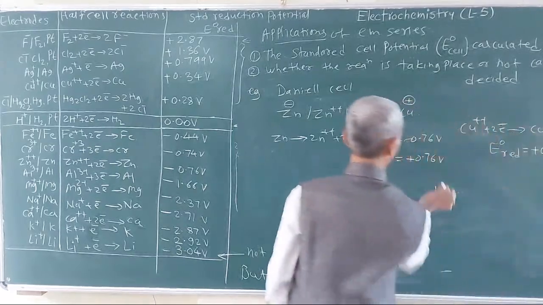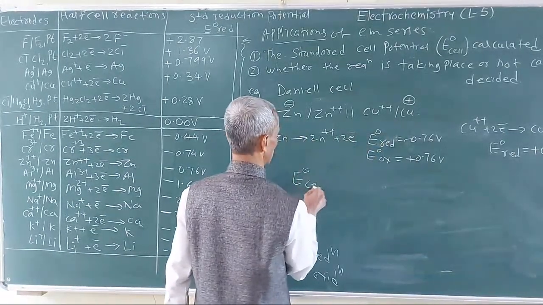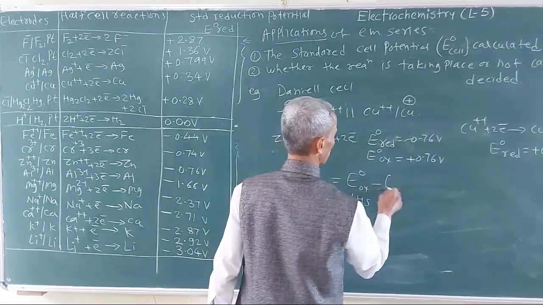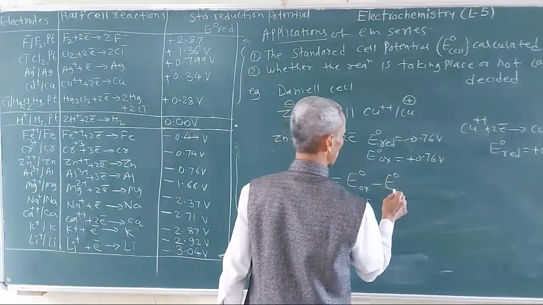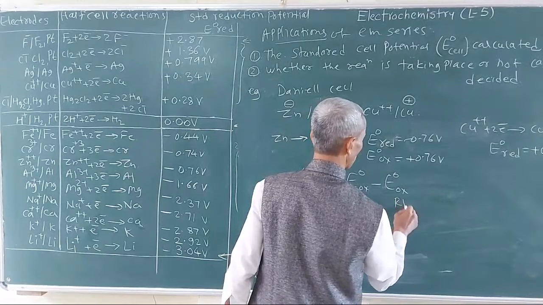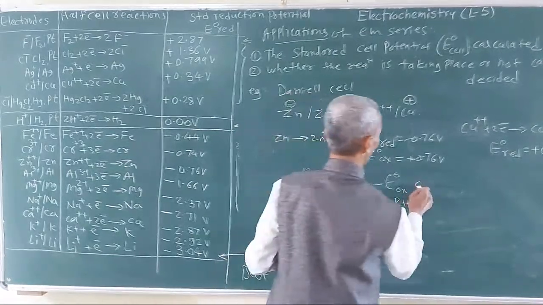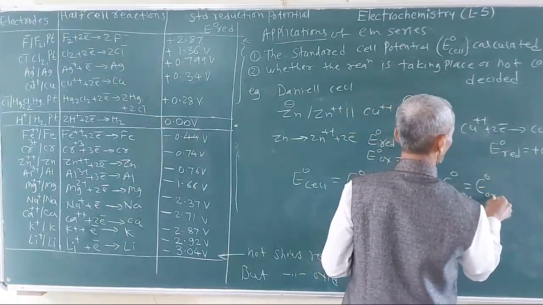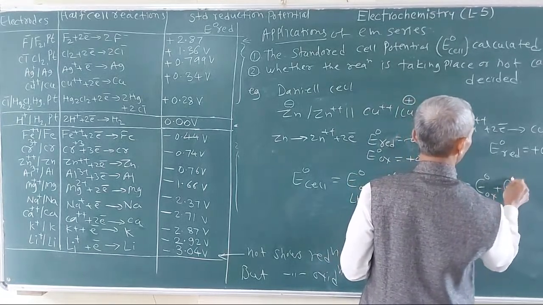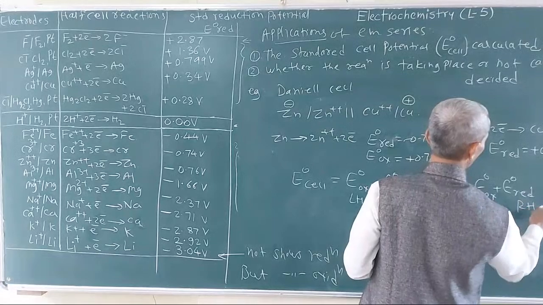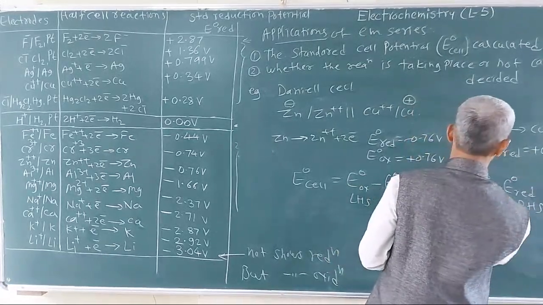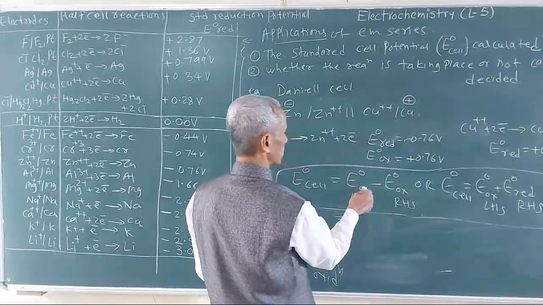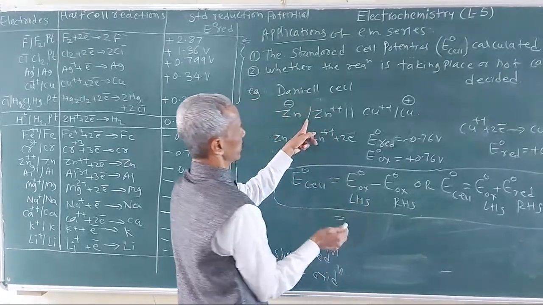So by the definition, E0 cell is equal to the standard oxidation potential of the left hand side minus the oxidation potential of the right hand side, or this can also be written as E0 cell is equal to E0 oxidation plus E0 reduction, of the left hand side and right hand side. So using these two reactions, one can find E0 oxidation of the left hand side. So this is the electrode where oxidation is taking place.